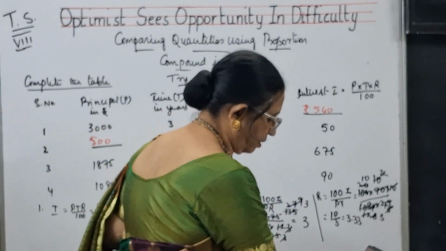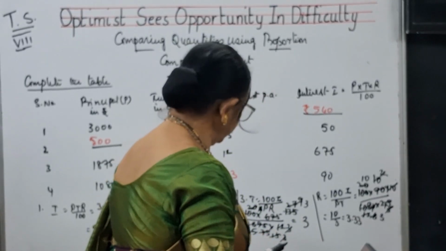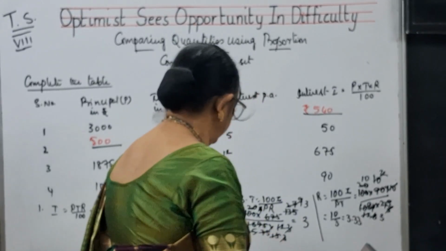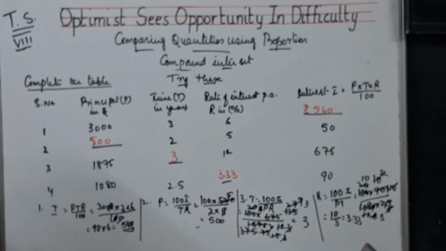So the red ones are the solutions, and here I have even written, children, how you have got the solutions. Please note it down. This is try these problems.